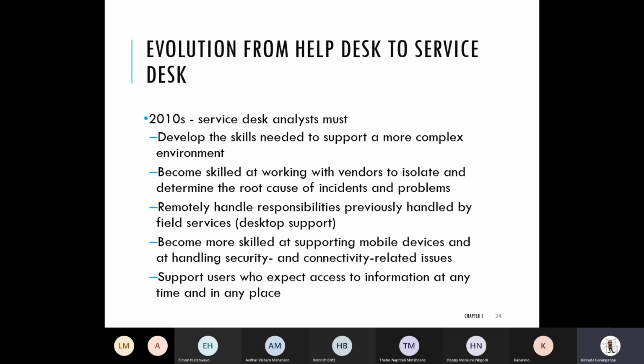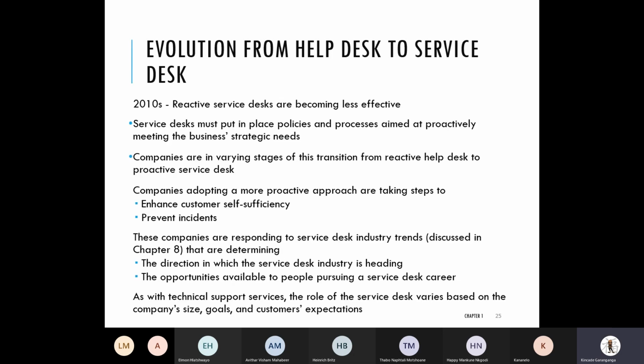Such issues as security, such issues that would deal with connectivity related platforms, and also look at working with the vendors or the providers of those particular services or products to identify certain problems and then naturally look at the root causes of incidents or problems that distinctively arise in that environment.